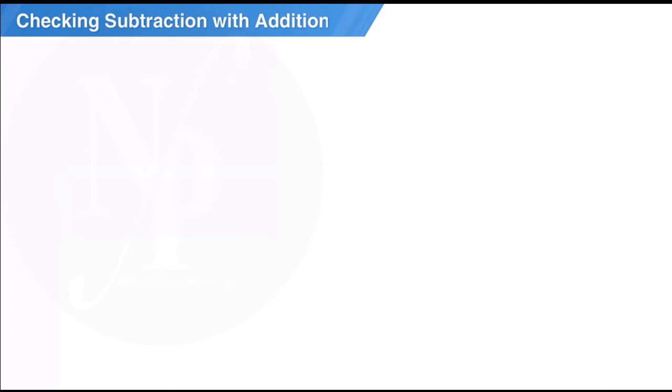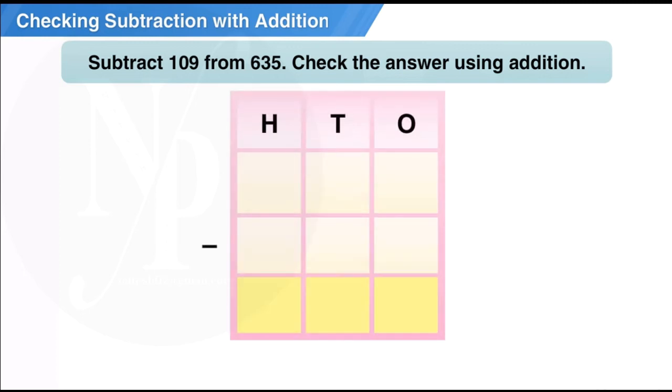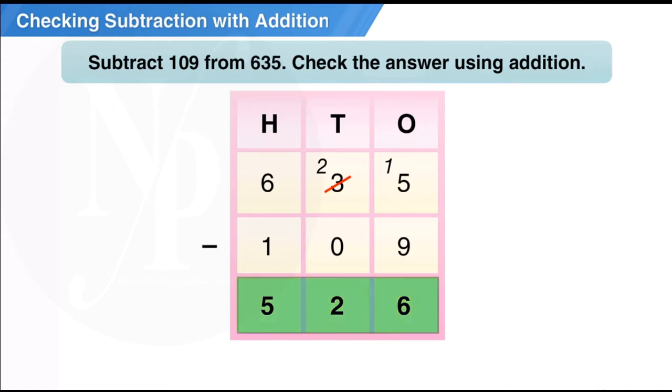Let us now take another example. Subtract 109 from 635. Check the answer using addition. Let us write 635 and 109 according to place values and subtract. Subtracting 109 from 635, we get 526 as the answer.